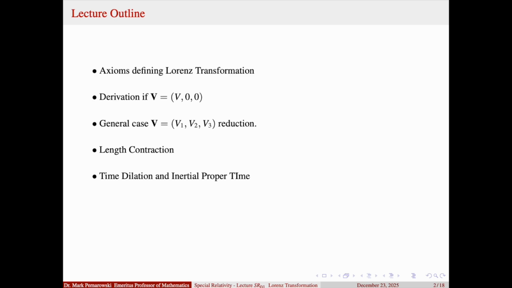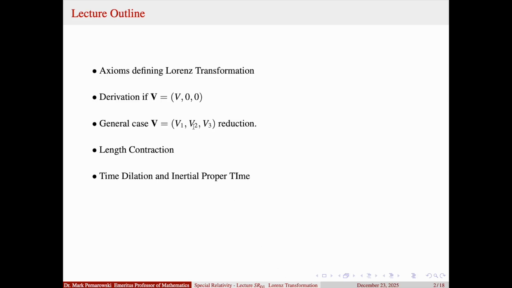The first thing we're going to do is define axioms which are needed to derive the Lorentz transformation. And we're going to do this derivation for inertial velocities that are in the direction of one of the axes, in this case, the x1 axis.